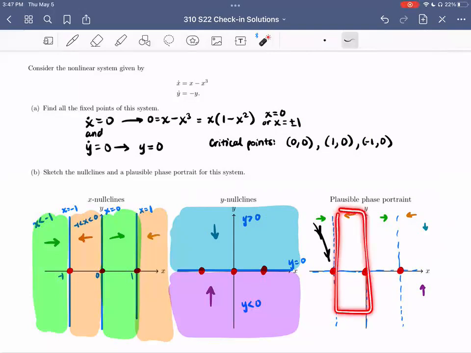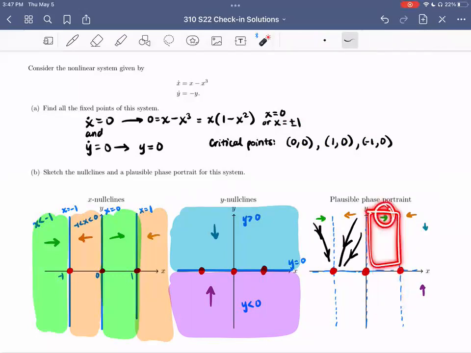In this region, my trajectories are moving to the left and down. So they're doing something like this. I'm not sure exactly about the concavity of how they're approaching, but I know they're going down and left and towards the critical point. Next, I look at this region. Oh, sorry, I did it again. In this region, my trajectories are moving to the right and down. So they're going towards the critical point, something like that. And then in this region, I have left and down, and so towards this critical point in some fashion like that.